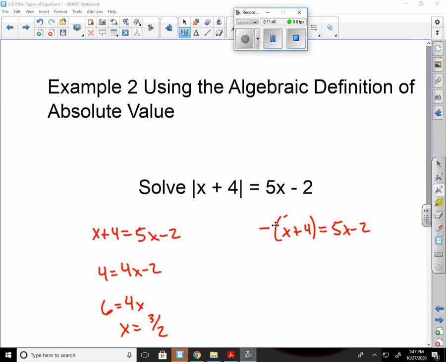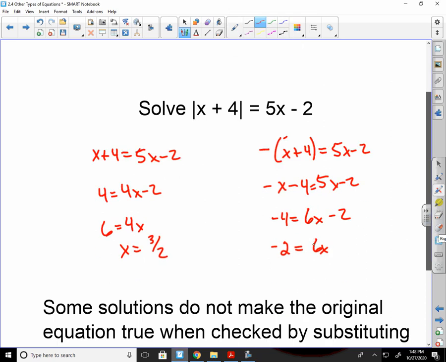On this side I have a negative, so I can distribute that negative. It gives me negative x minus 4 equals 5x minus 2. Add this x over, gives me negative 4 equals 6x minus 2. Add the 2 over, gives me negative 2. So 6x equals negative 2. Divide by 6, that gives me x equals negative 1/3.